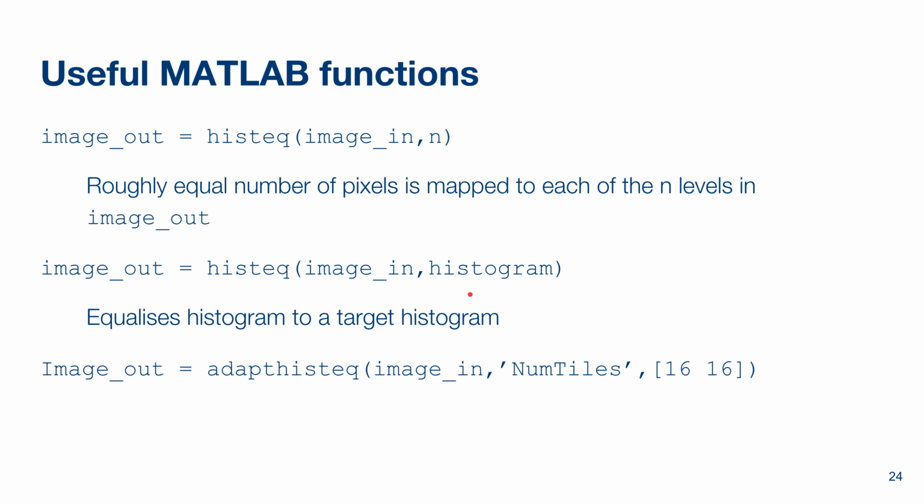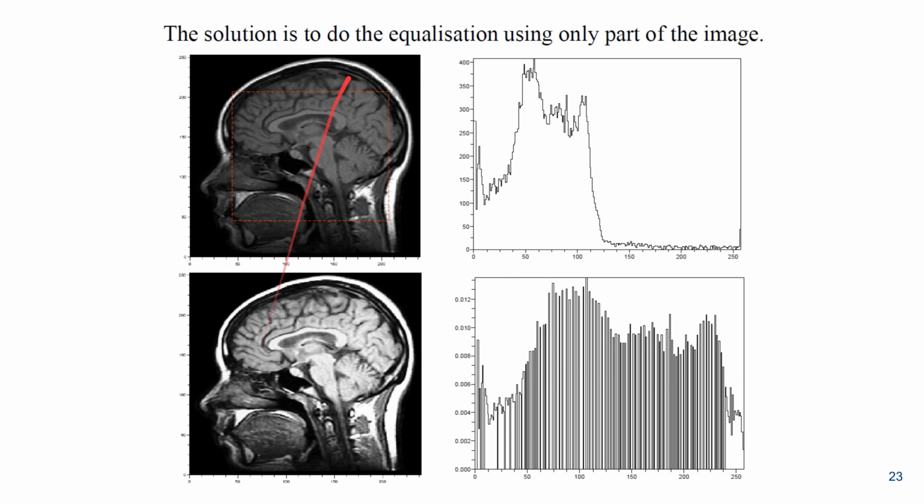And the other function that's useful is adaptive histogram equalization. This is where we do this type of thing: we adapt the histogram, we do histogram equalization on multiple regions. So we divide the image up into equal regions.